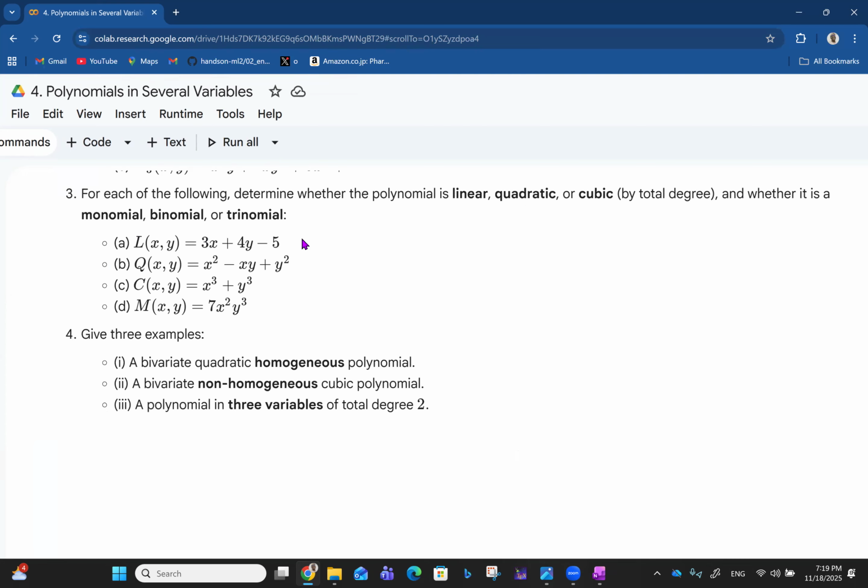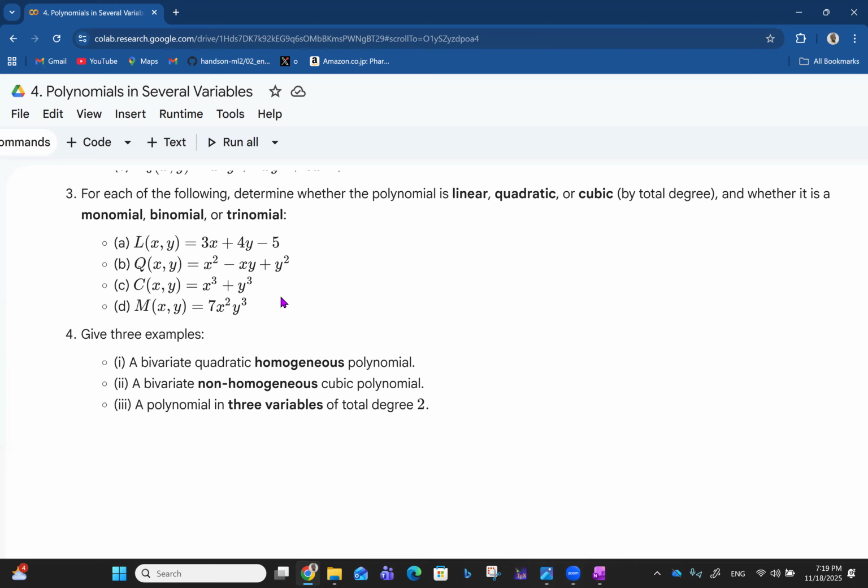And it is of degree 1 because this is x raised to power 1, y raised to power 1. So 1 plus 0, that's 1. 0 plus 1, that's 1. Then 0 plus 0 is 0. So 1 is the highest here, so you pick that. For Q of x, comma y, degree 2, degree 2, degree 2.